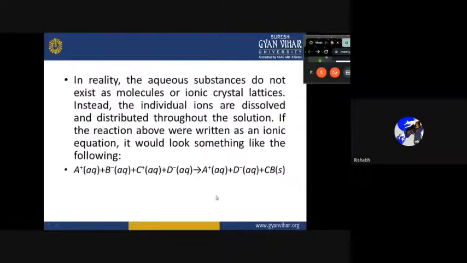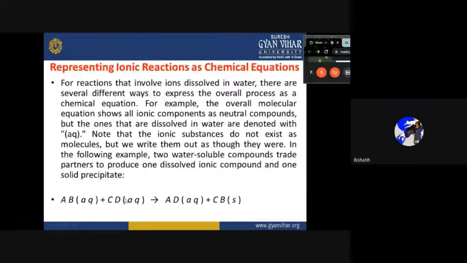So in reality, the aqueous substances do not exist as molecules or ionic crystal lattices. Instead, the individual ions are dissolved and distributed throughout the solution. If the reactions above were written as an ionic equation, it would look something like the following. As you know, A and B and both C and D are denoted here with the aqueous denotation. Okay, because they are not in their molecular state, they are dissolved and they exist as ions. So they can be written separately.